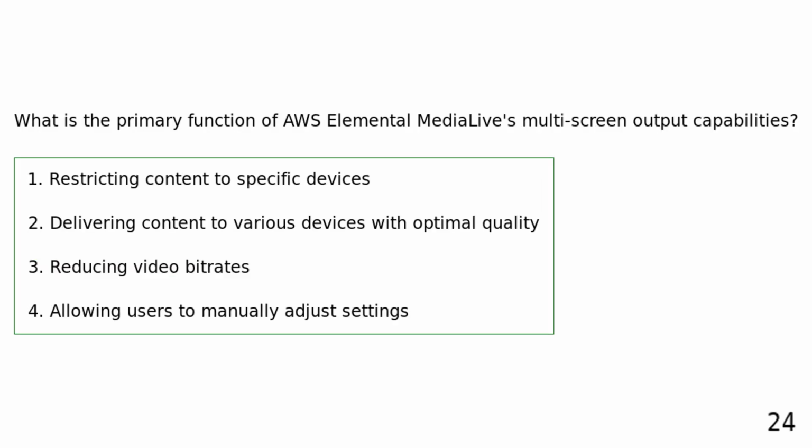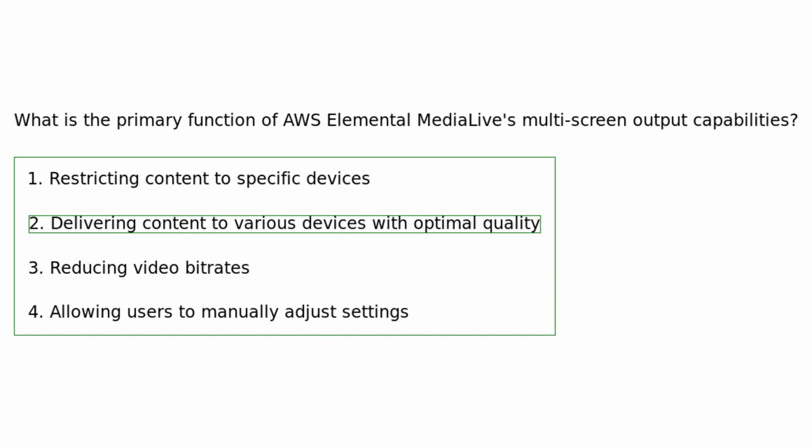What is the primary function of AWS Elemental MediaLive's multi-screen output capabilities? Restricting content to specific devices. Delivering content to various devices with optimal quality. Reducing video bit rates. Allowing users to manually adjust settings. The primary function of AWS Elemental MediaLive's multi-screen output capabilities is delivering content to various devices with optimal quality, adapting to different devices for a seamless viewing experience.